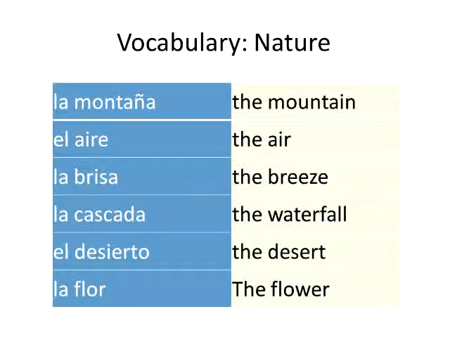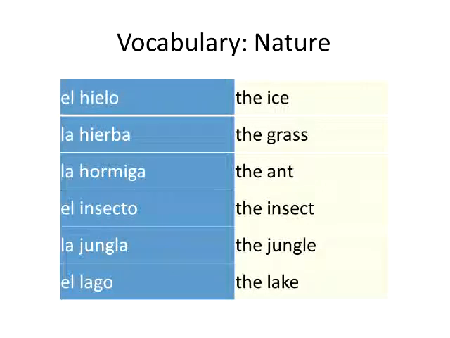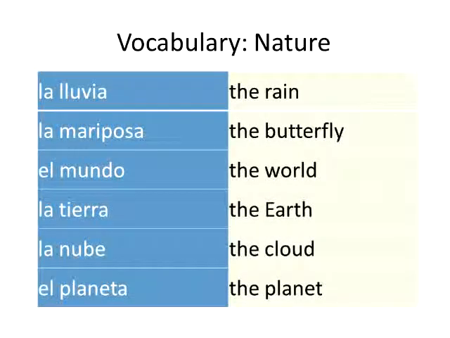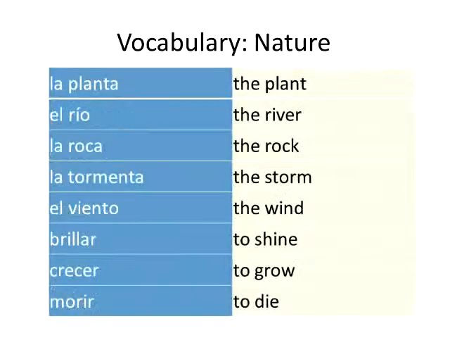Okay. So you should be printing out on Friday your sets 1 through 5. I think there's 5 sets of the vocabulary. So you can refer to that. La lluvia, la mariposa, el mundo, la tierra, la nube, el planeta. La planta, el río, la roca, la tormenta, el viento, brillar, crecer y morir.